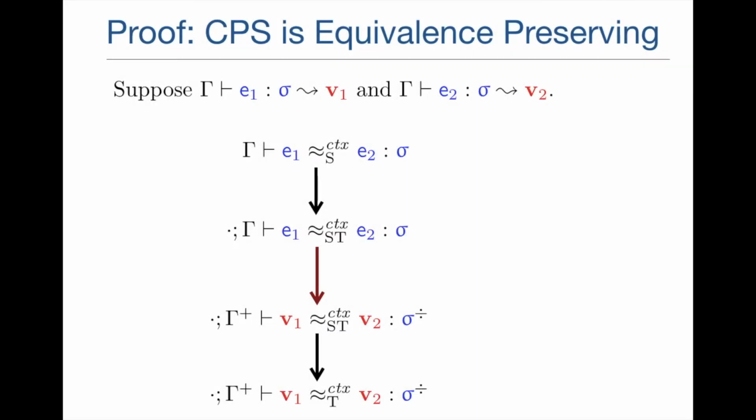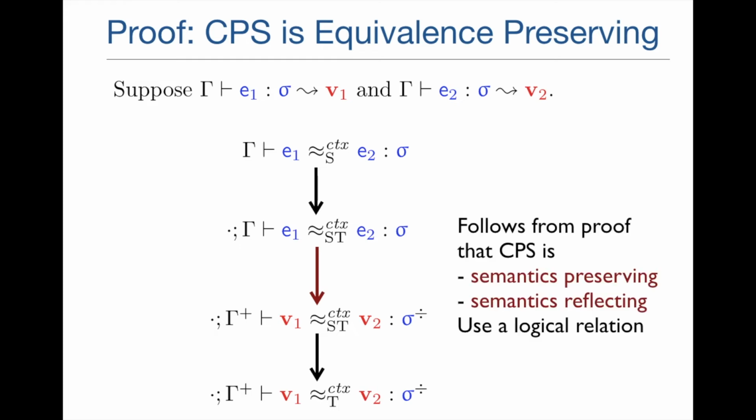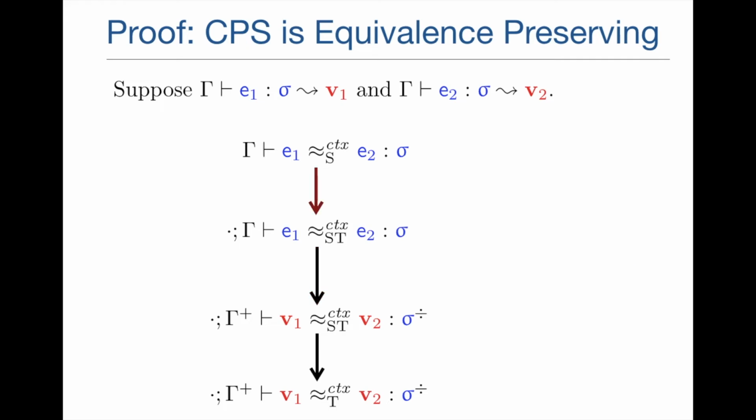We want to prove that if E1 is contextually equivalent to E2 in the multilanguage, then their translations V1 and V2 are also contextually equivalent in the multilanguage. This follows from the proof that CPS is semantics preserving and semantics reflecting, and they use a logical relation to prove that in the paper. So an interesting case is trying to get from E1, E2 in the source language contextually equivalent implies E1, E2 are contextually equivalent in the multilanguage.